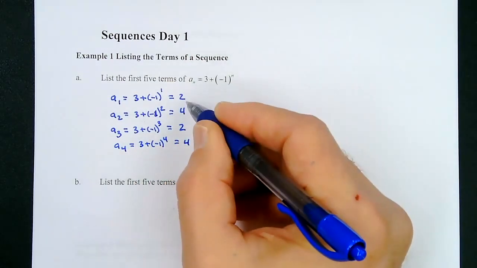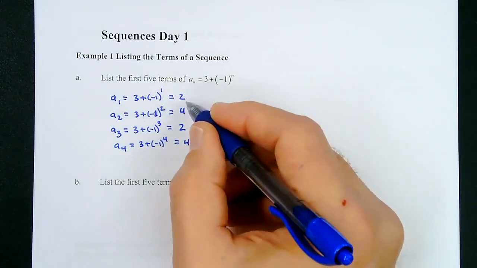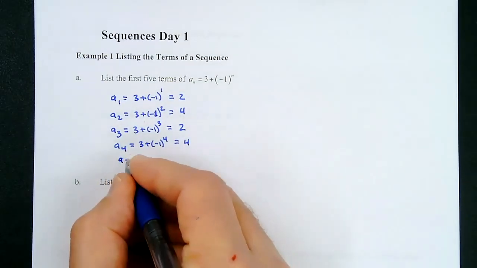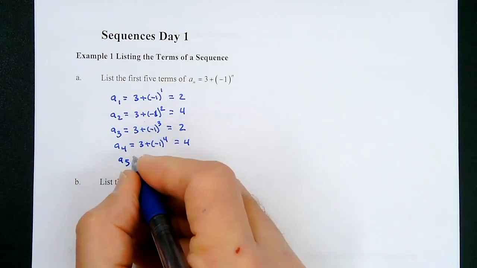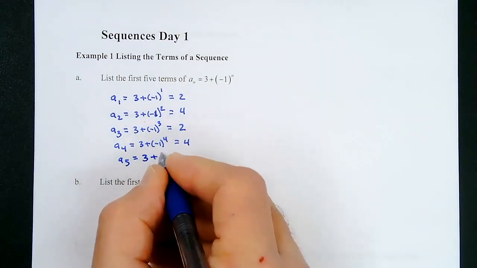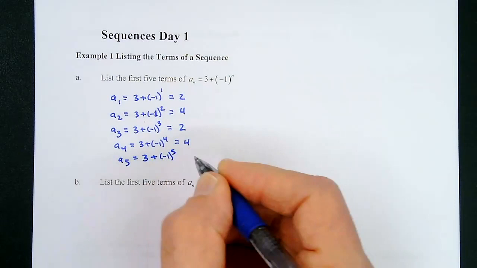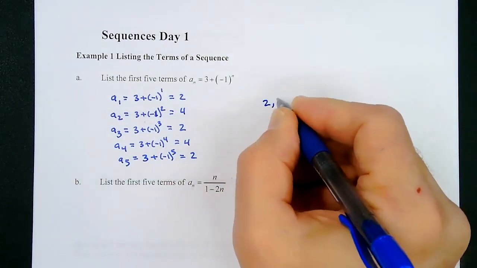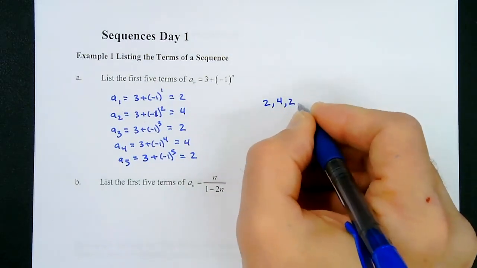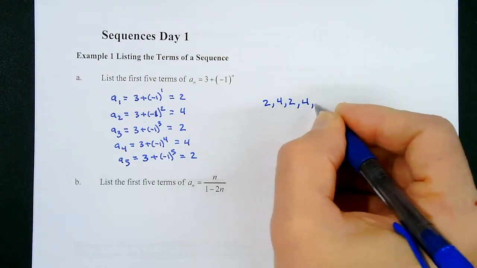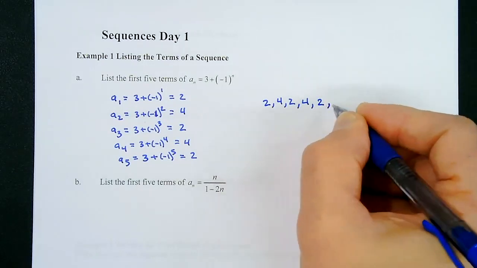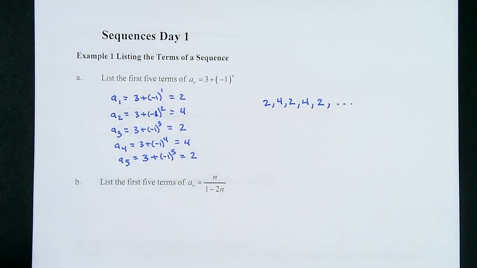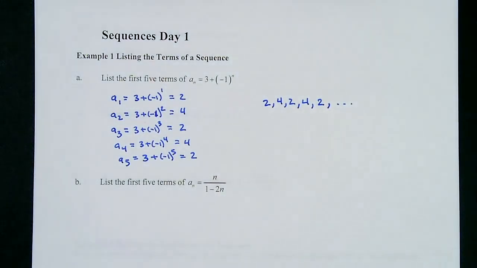And so you notice the pattern is it's just going back and forth between 2, 4, 2, 4. And even a sub 5, it's going to go back to 2. And so this is going to be 3 plus -1 to the fifth, and that's going to give you 2. So our sequence is 2, 4, 2, 4, 2, and then dot, dot, dot, because this just keeps going forever. And so it's just alternating 2, 4, 2, 4. Let's go to the next one.